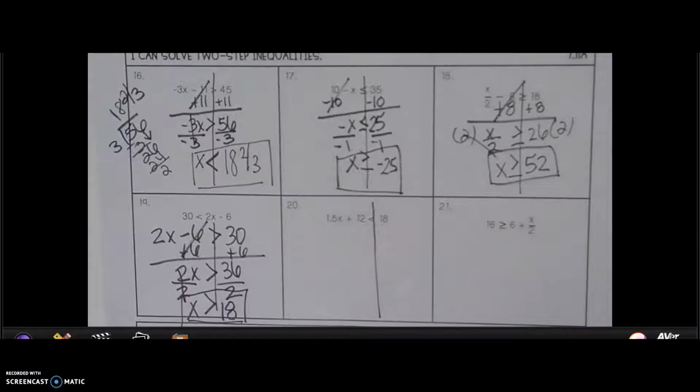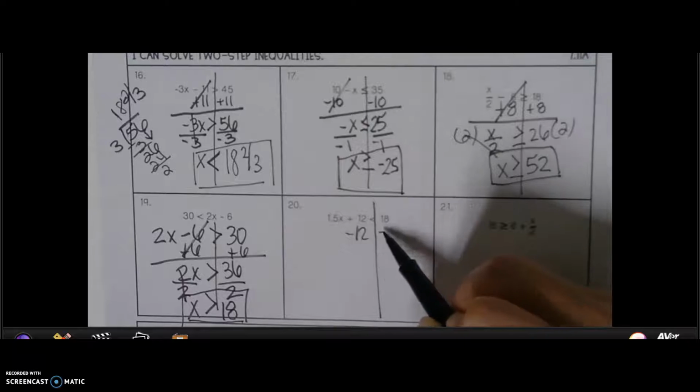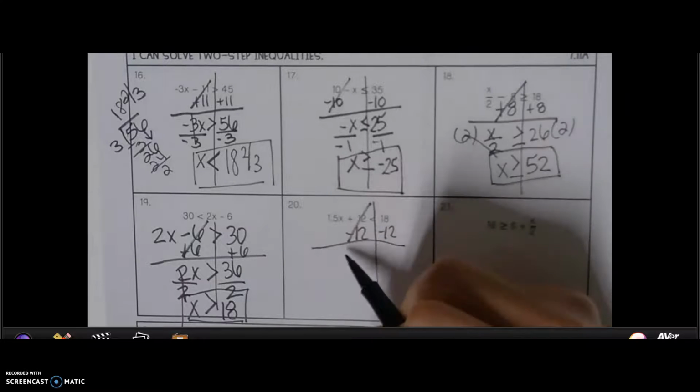1.5x plus 12 is less than 18. So we are going to subtract 12 from both sides because that's our constant.